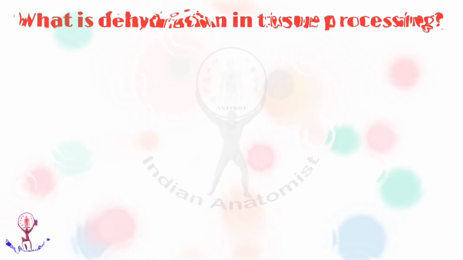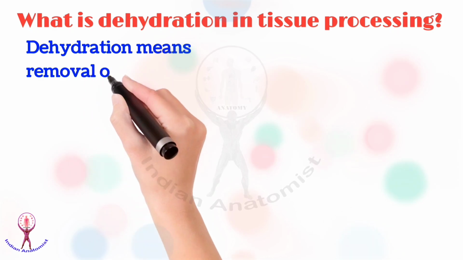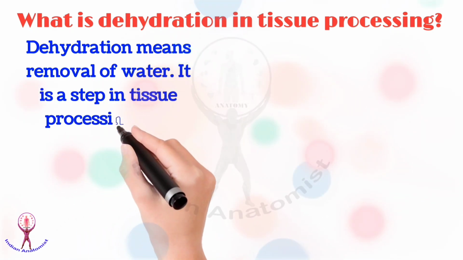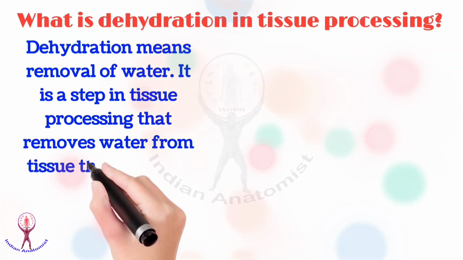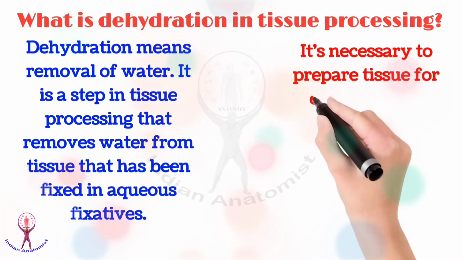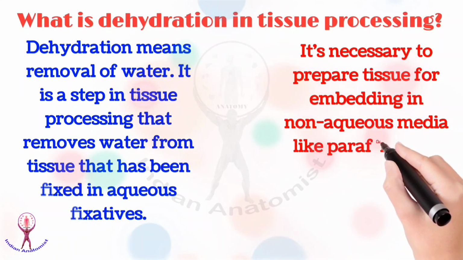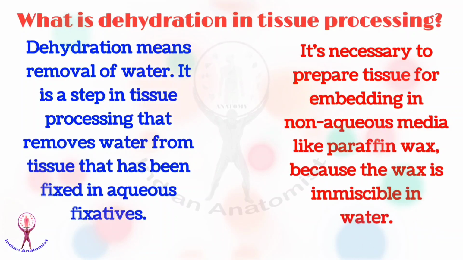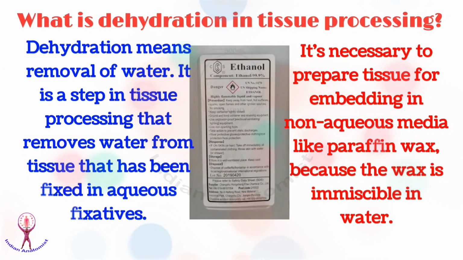Next is dehydration in tissue processing. Dehydration means removal of water. It is a step in tissue processing that removes water from the fixed tissues. It is necessary to prepare tissue for embedding in non-aqueous media like paraffin wax because the wax is immiscible in water.